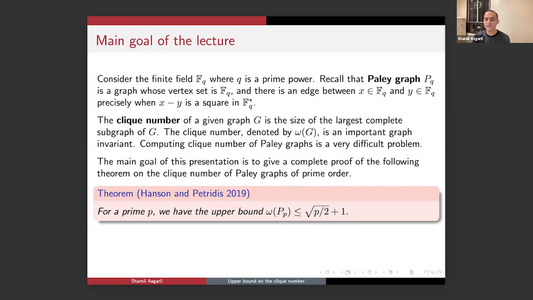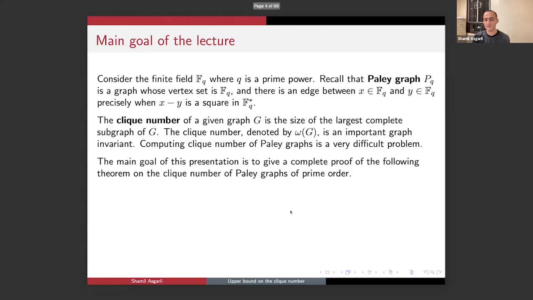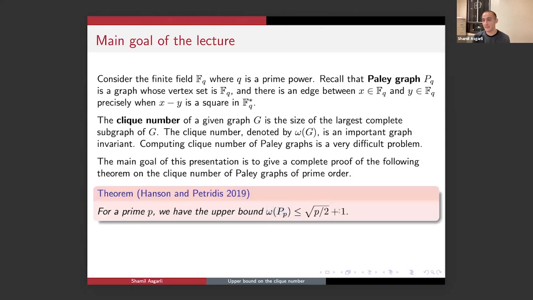Now, the trivial upper bound, something that we discussed in the very first lecture, is that the clique number of the Paley graph is at most square root of p. That's the trivial upper bound, and this result is an improvement on that by a factor of square root of 2, a multiplicative improvement, right? Because the number here is square root of p over 2, so it's a square root of 2 multiplicative improvement on the trivial upper bound. And so that's the goal for today's lecture: to prove this result.